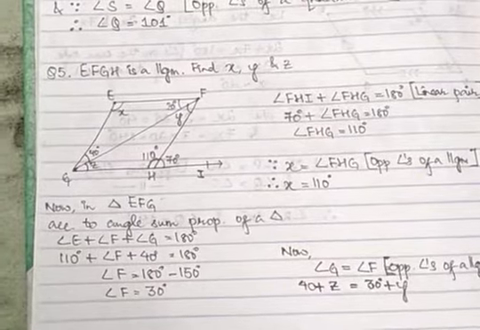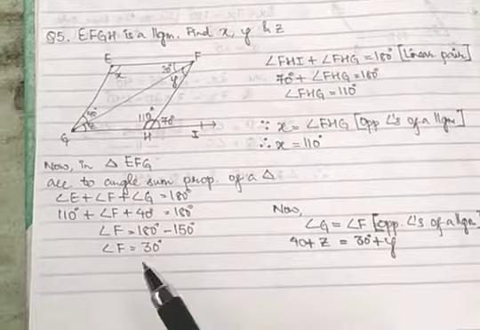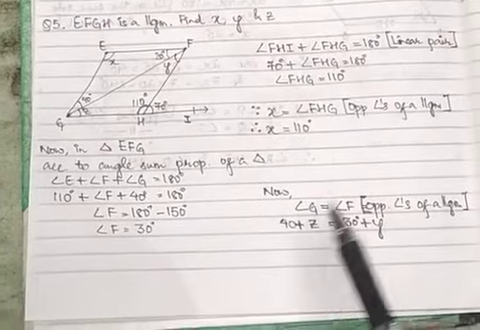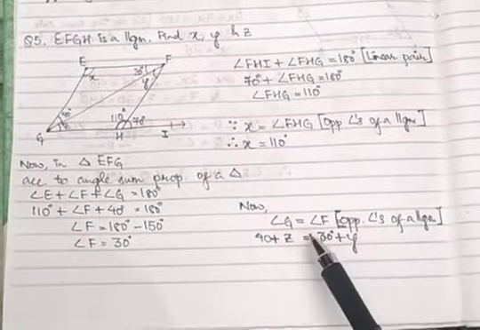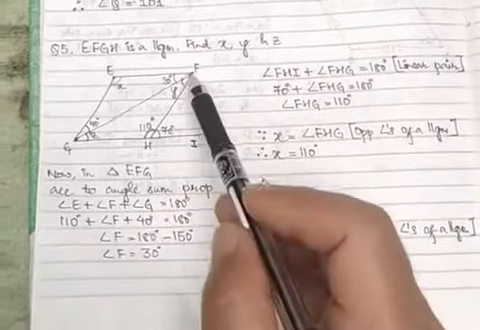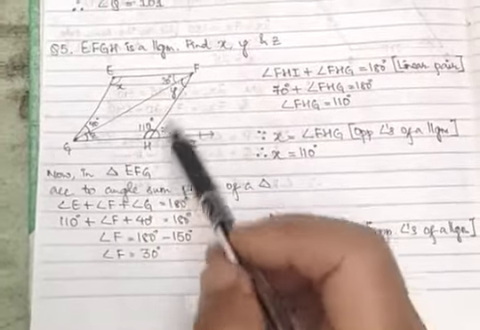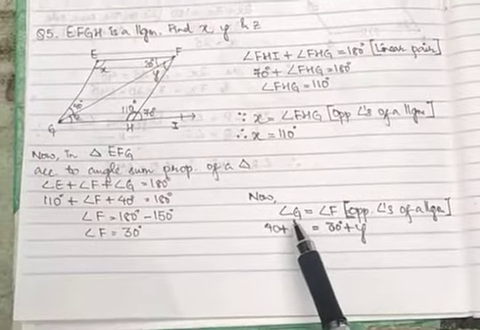Now, why I have taken out this angle is because, after that, we have gone for angle G equals angle F. We know that, isn't it? Since EFGH was a parallelogram, angle G was equal to angle F, and angle G was divided into two sections.